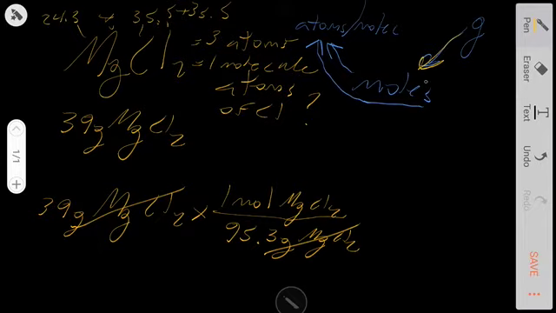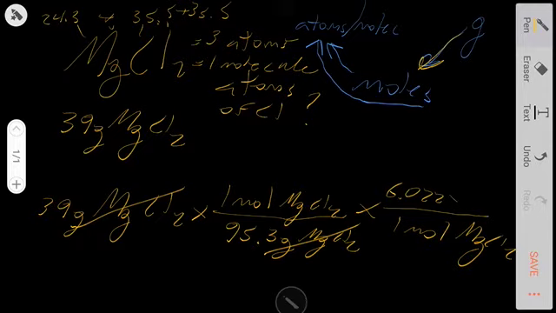So I'm at my mole area. So now I need to convert to atoms and molecules using Avogadro's number. But since I'm focusing right now on MgCl2, it's going to be molecules. So in 1 mole of MgCl2, in 1 mole of anything, I have 6.022 times 10 to the 23. In this case, it's going to be molecules. You could write out the full word. I'm only putting molecule.